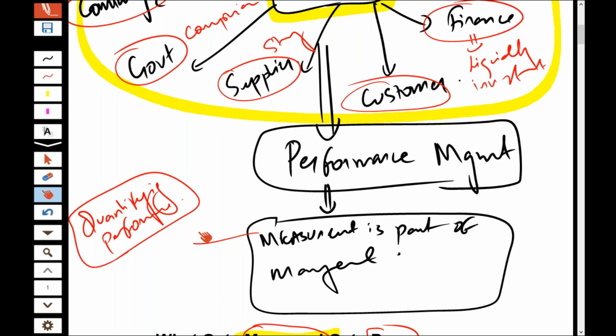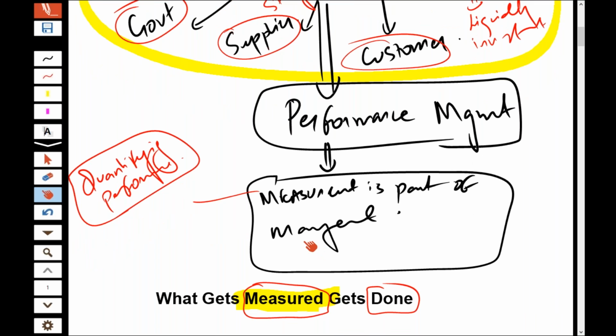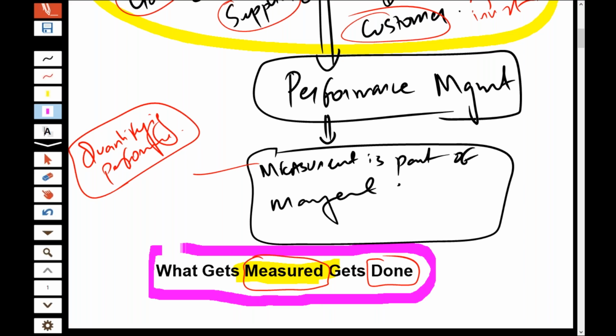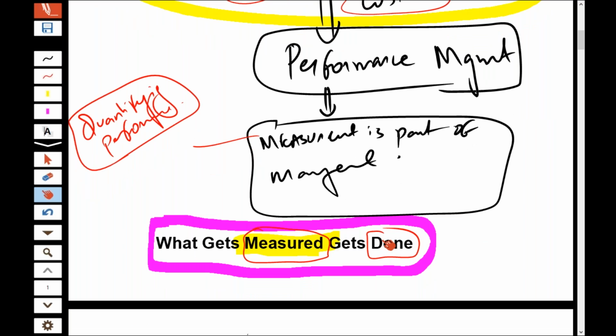It's assigning a value to the performance of the organization. And why do we assign a value to the organization's performance? Because of this very important phrase: what gets measured gets done. If you start measuring things, ultimately those things are going to get done. So this is basically a general introduction to performance management and performance measurement.